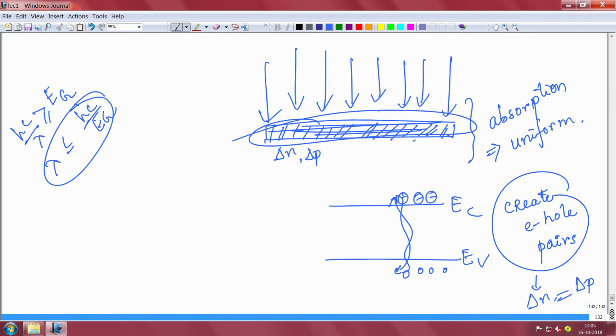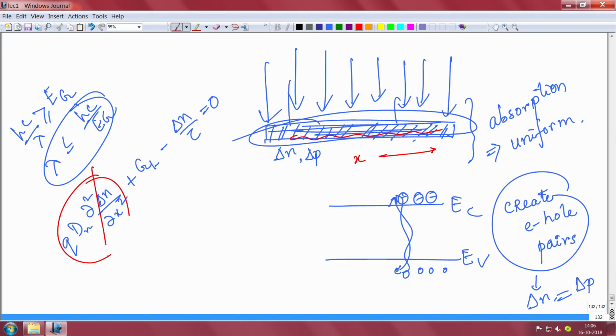As long as it is shining, what will happen? You recall the continuity equation: q Dn d squared delta n by dx squared, plus GL minus delta n by tau, is equal to 0. Now see, everywhere it's uniformly shining, so the excess carrier concentration everywhere is the same. So there is no gradient of the excess carrier with respect to distance. Then this first term becomes 0, because over any distance x it is the same.